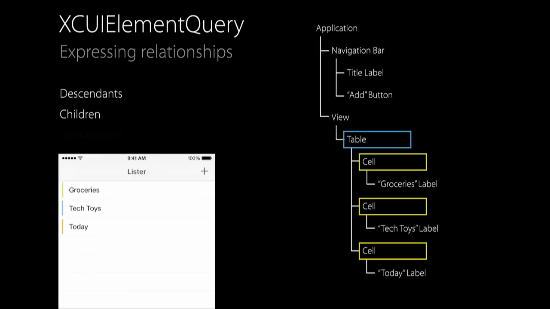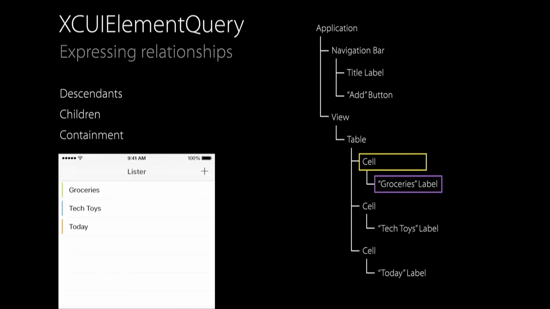The final relationship we use in queries is containment. And this happens to be very useful when we have cases where elements like the cells don't have a lot of data that makes them unique from each other, but they contain elements which are unique. For example, the first cell contains the groceries label.